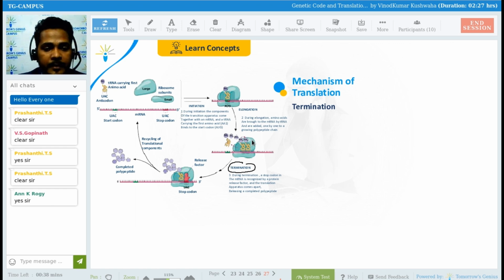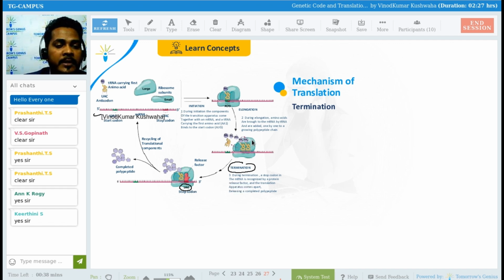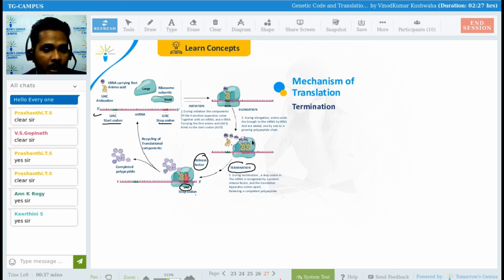Now you can see in the termination stage what is happening. A stop codon in the mRNA is recognized by a protein. As you can see, in the initial stage there is a start codon, and a stop codon is already there in the mRNA. This is going to be read by the tRNA, and a releasing factor is also attached over here. Because of the releasing factor and the stop codon, no amino acid is going to be accepted, so the reaction stops, meaning the polypeptide is ready now.